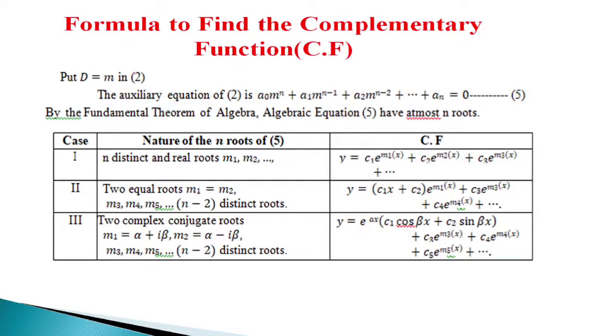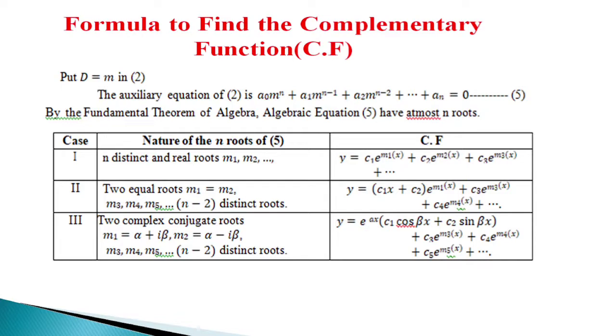If two roots are complex roots and other roots are distinct or equal real roots, then the complementary function will be of the form y of x is equal to e power alpha x into (c1 cos beta x plus c2 sin beta x) plus c3 into e power m3 x and so on.